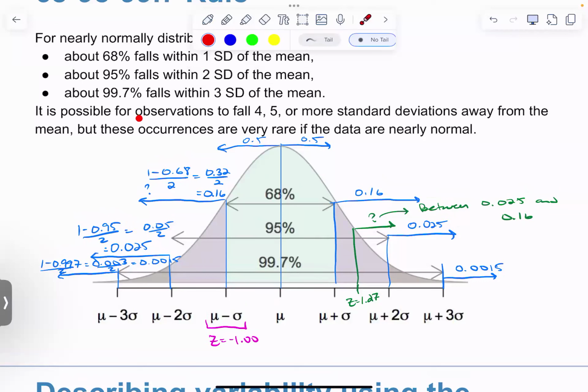It's possible for observations to fall 4 or 5 or more standard deviations away from the mean, right? Like I mentioned, there's an assignment question where you're going to be, I think, 13 standard deviations above the mean or below the mean or something. That can happen. It's just very, very unlikely, right? The probability is very, very small, less than 0.0015. That's all we really need to be able to say about that. Very, very small.